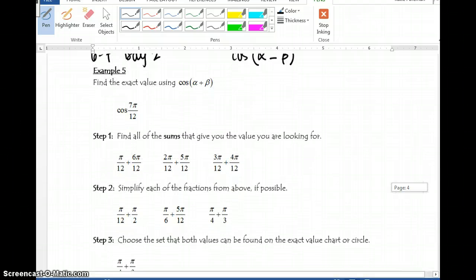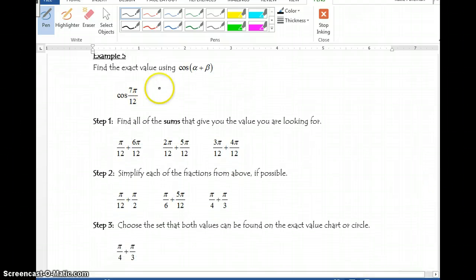Okay, so if you're asked to find the exact value of cosine of 7 pi over 12, we will tell you which identity to use, whether it be the sum or the difference. First thing you want to do, and you won't find all of them, you want to find sums that give you the value you're looking for. So you want to find two numbers that add to 7 pi over 12. Maintaining the common denominator of 12, just look for some combinations. 1 plus 6 would give you 7, 2 plus 5 would give you 7, 3 plus 4 would give you 7.